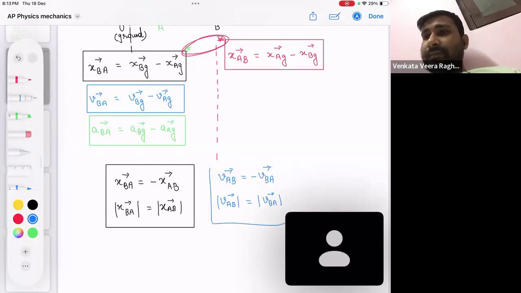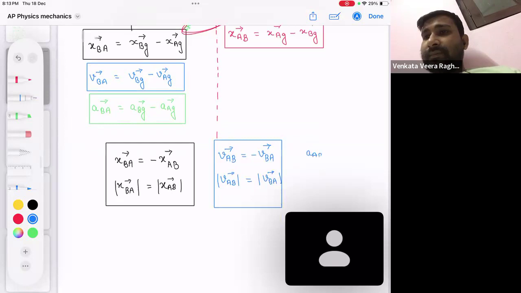And same thing for the acceleration. Acceleration of A with respect to B is going to be minus of acceleration of B with respect to A. Magnitude wise, again equal, so these are not different things. I will get the velocity equation. Tell me, is this part clear?